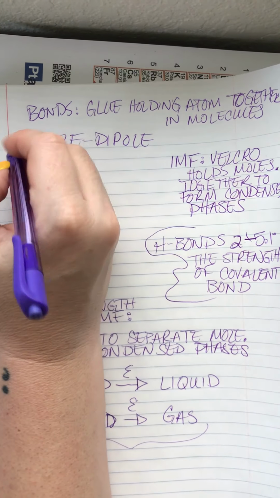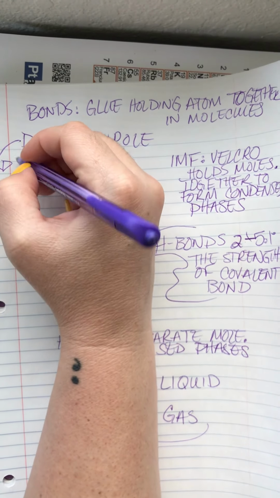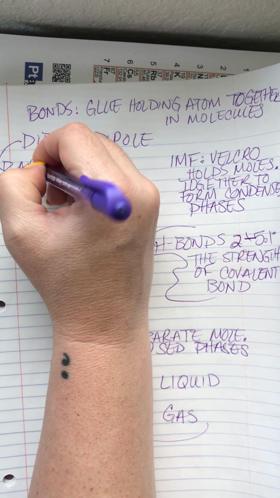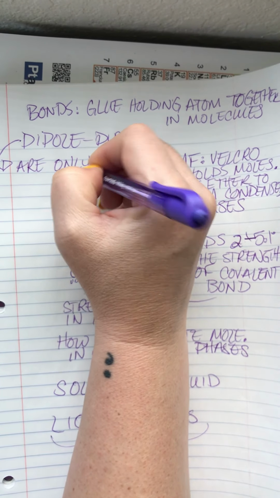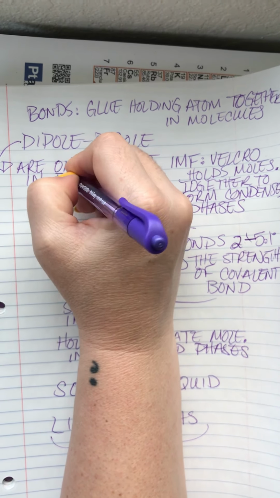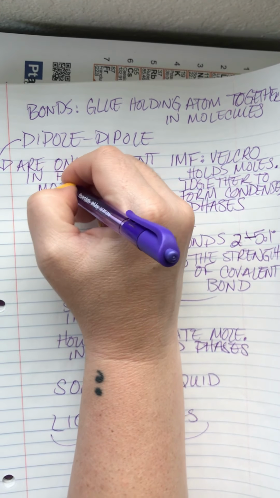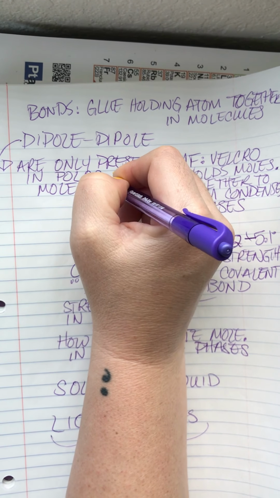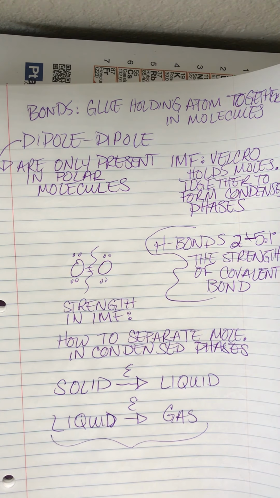Coolsies. So, just a reminder, dipoles are only present in polar molecules. In order to have dipole-dipole interactions, you must have a dipole. In order to have a dipole, you must have a polar molecule, right? So, all hydrogen bonds are dipole-dipole. Not all dipole-dipole are hydrogen bonds. Okay?